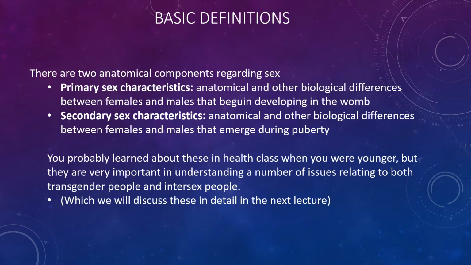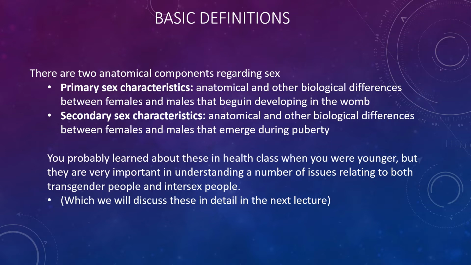There are two anatomical components regarding sex. We have primary sex characteristics and secondary sex characteristics. This is probably a slight review for most of you from high school health class. Primary sex characteristics are the anatomical and other biological differences between females and males that begin developing in the womb. So we're really talking about the appearance of genitalia and also slight size differences, but primarily genetic makeup.